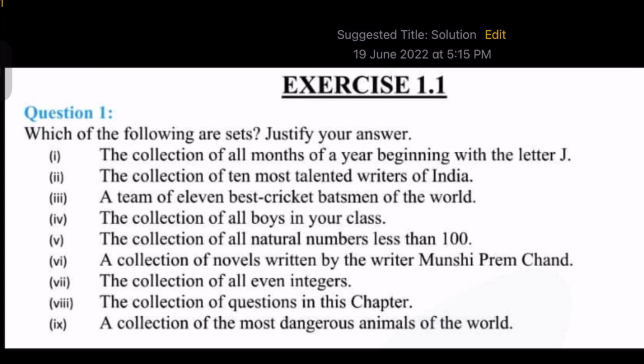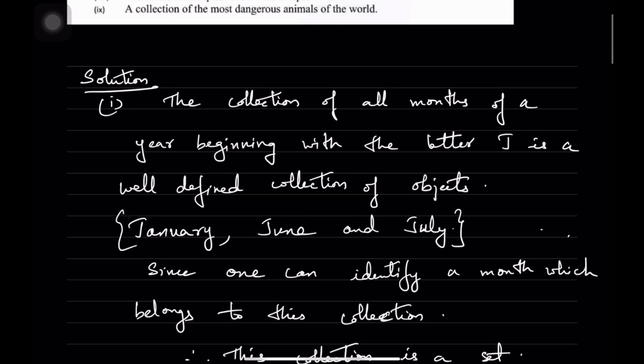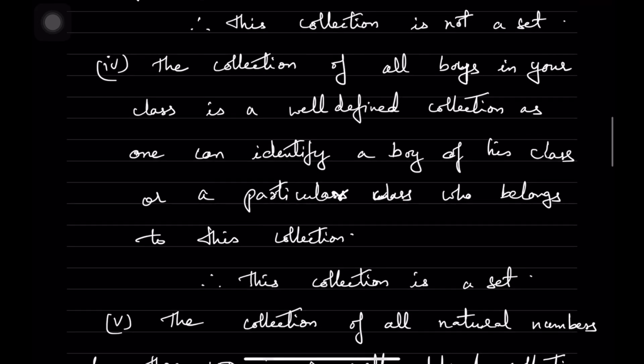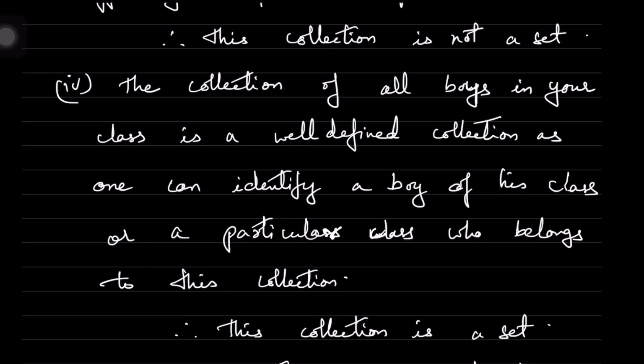The collection of all boys in your class. Now the collection of all boys in your class is well defined. Wherever they are, they are part of your class, so you know that that boy is from your class. Therefore this is a well defined set. The collection of all boys in your class is a well defined collection, as one can identify a boy of a particular class who belongs to this collection. Therefore this collection is a set.